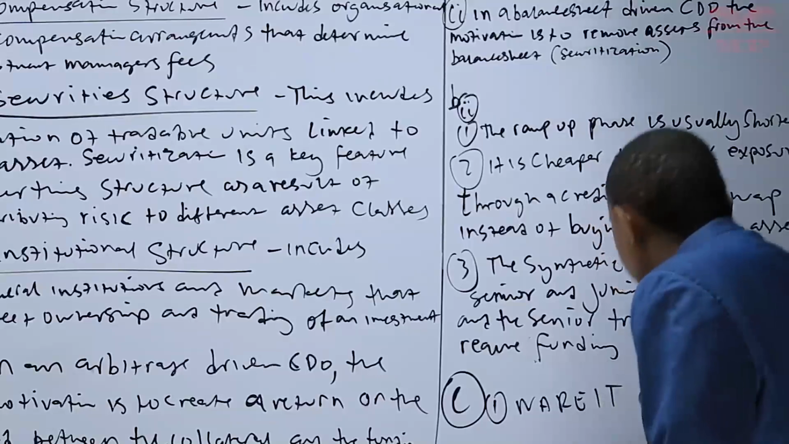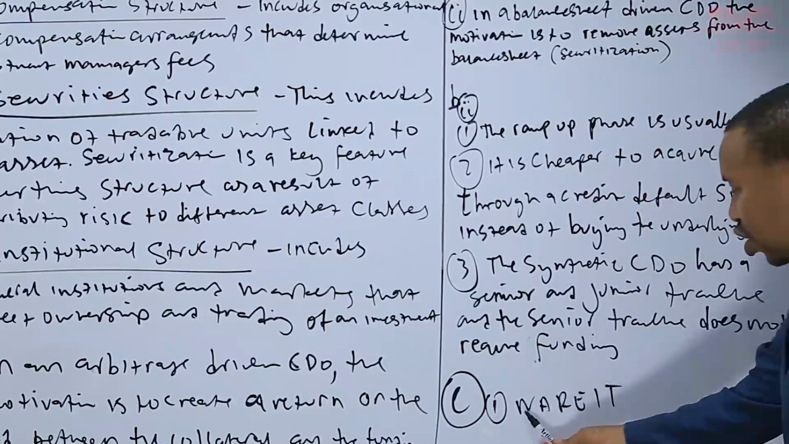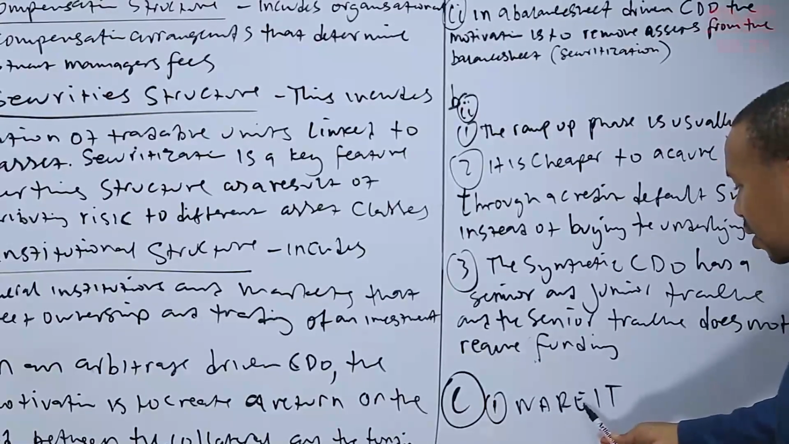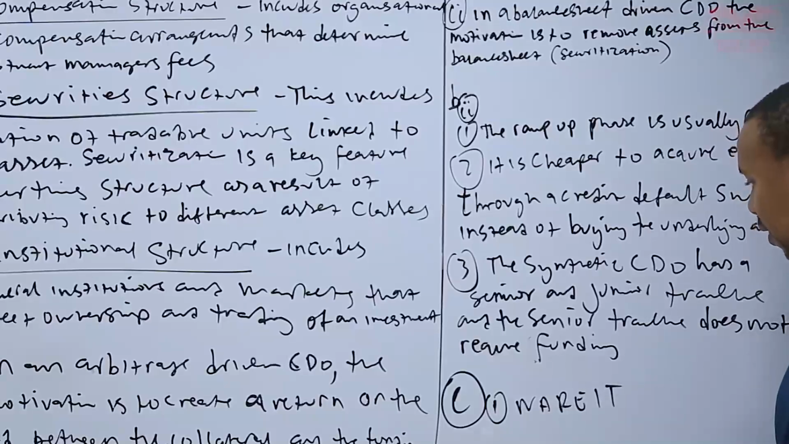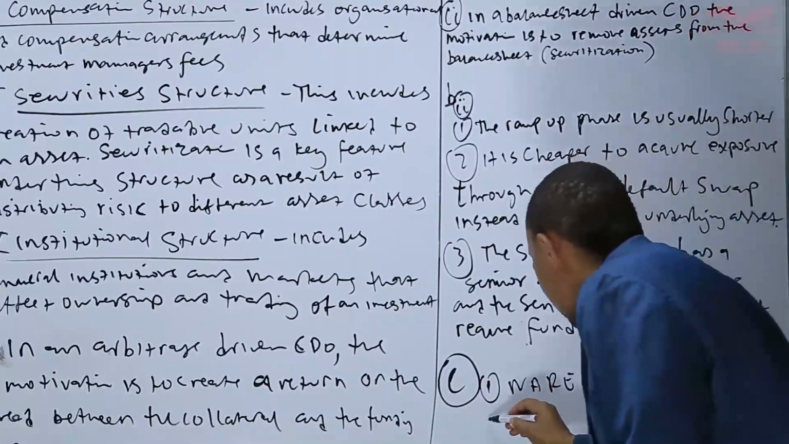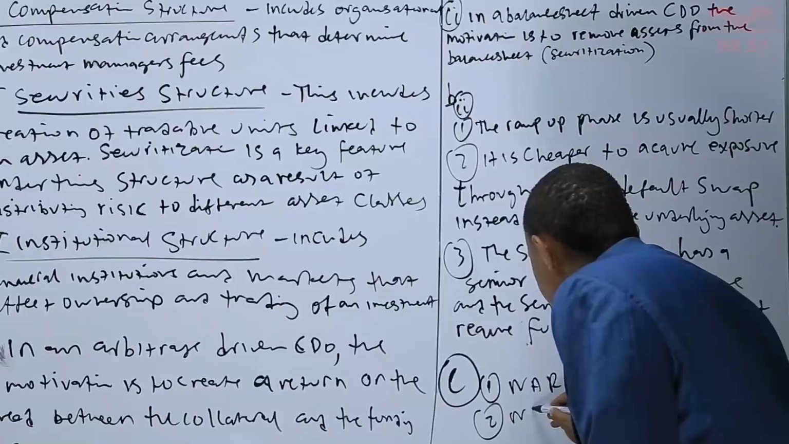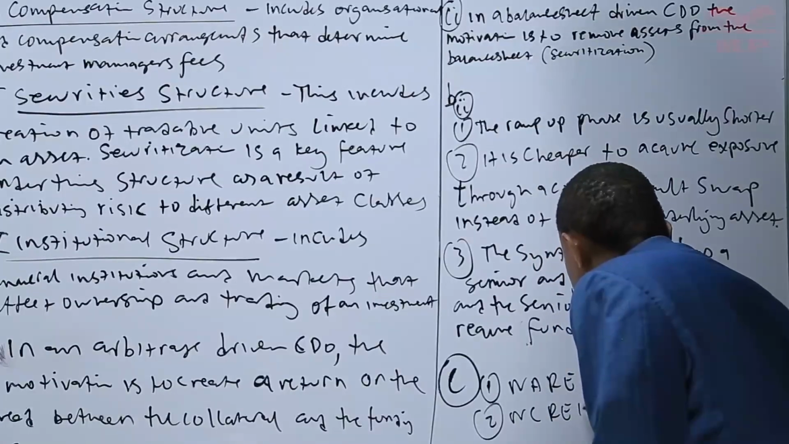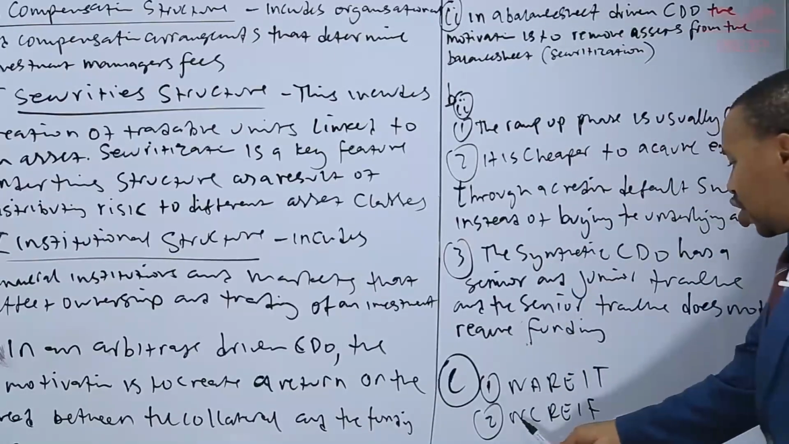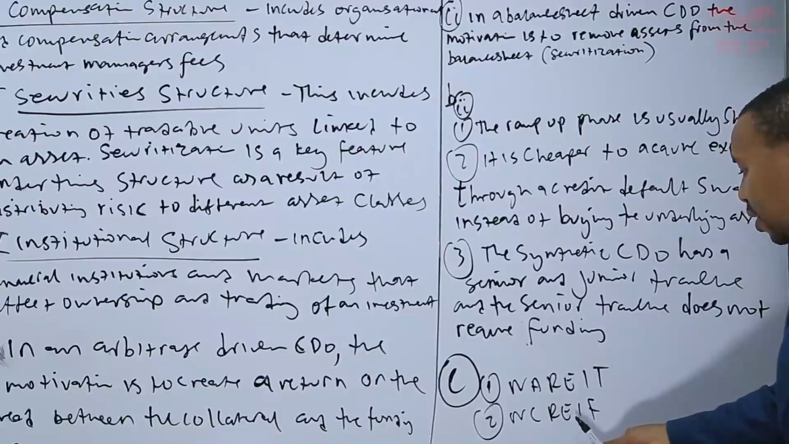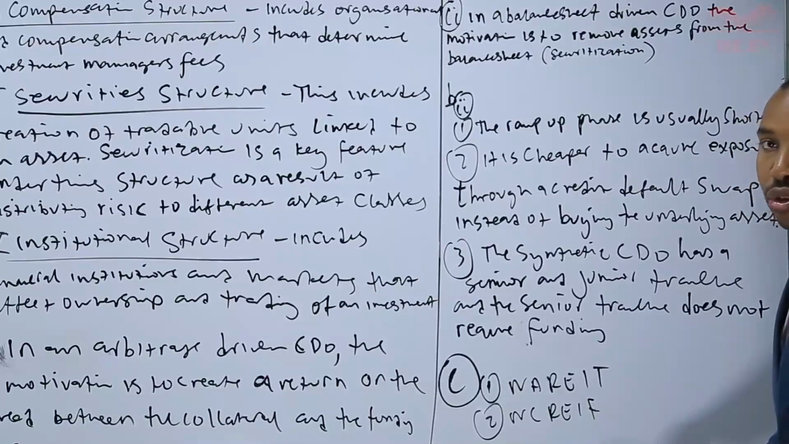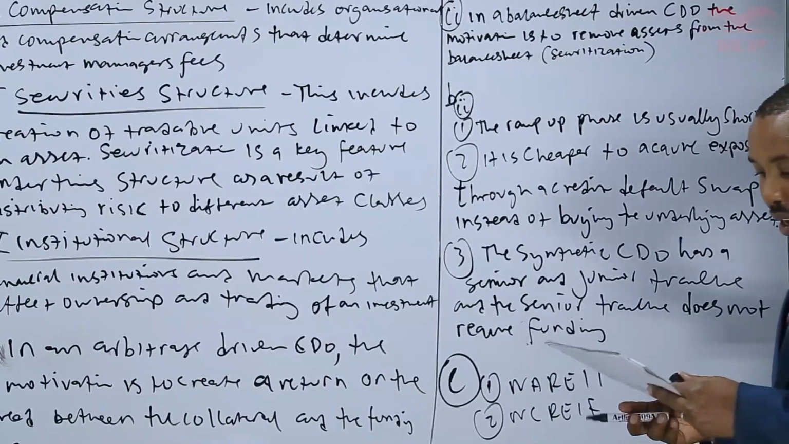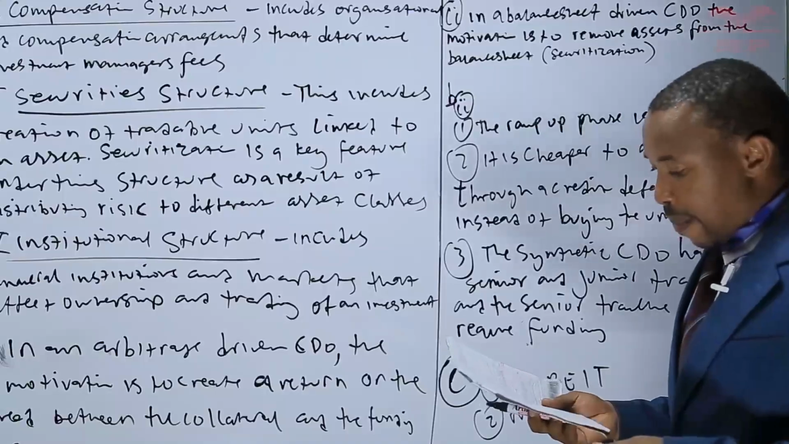The real estate investment indices are number 1, NAREIT, the National Association of Real Estate Investment Trusts Index. And number 2 is NCREIF, the National Council for Real Estate Investment Fiduciaries. Those are the real estate indices that actually exist.